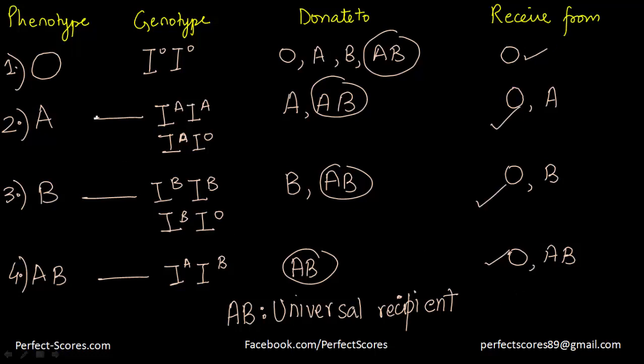That means all the phenotypes can get blood from blood group O. Or in other words, O can donate blood to everyone. So O is known as the universal donor.